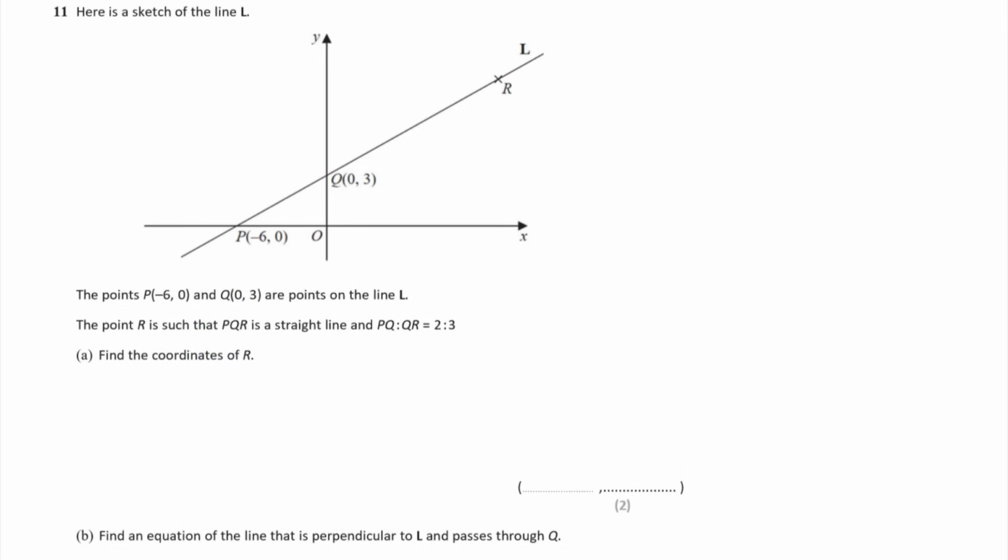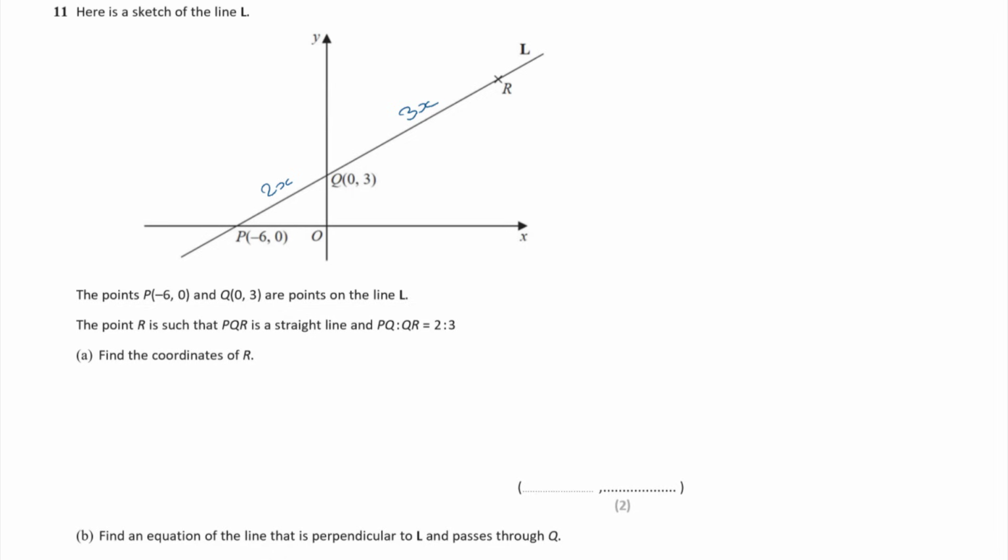Here is a sketch of the line L. The point P at -6, 0 and Q at 0, 3 are points on the line L, and you can see they've been marked on the diagram. The point R is such that PQR is a straight line. So in other words, R is further along the line L. The point R is such that PQR is a straight line, and PQ to QR is in the ratio of 2 to 3. So for every 2 units we've got here, we've got 3 units up here then, haven't we? Okay. Find the coordinates of R.